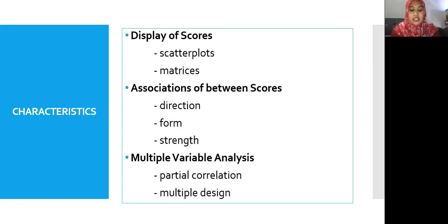For partial correlation, in many research situations, we study 3, 4, or 5 variables as predictors of outcomes. So the type of variable called a mediating or intervening variable stands between the independent and dependent variable and influences both of them. And for multiple design, correlation research uses the correlation statistic to predict future scores. So to see what impact multiple variables have on outcome, researchers use regression analysis. Okay, next please.